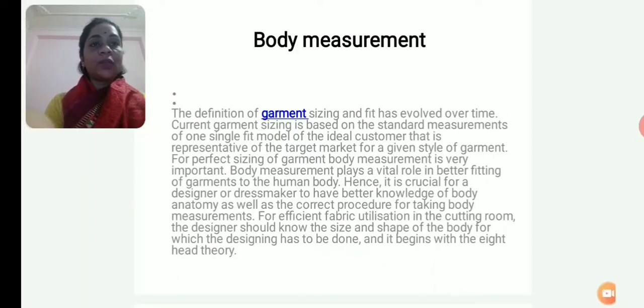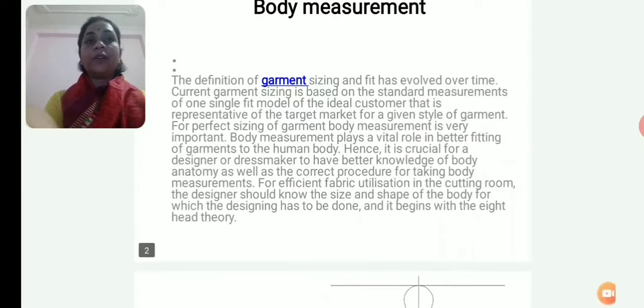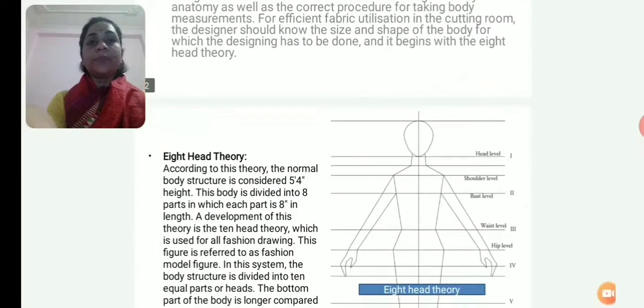Hence, it is crucial for a designer, a dressmaker, to have better knowledge of body anatomy as well as the correct procedure for taking body measurements. For efficient fabric utilization in the cutting room, the designer should know the size and shape of the body for which the designing has to be done, and it begins with the 8-head theory. So let me explain what the 8-head theory is.